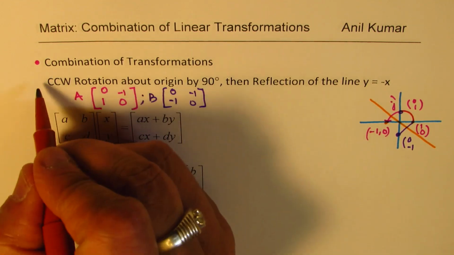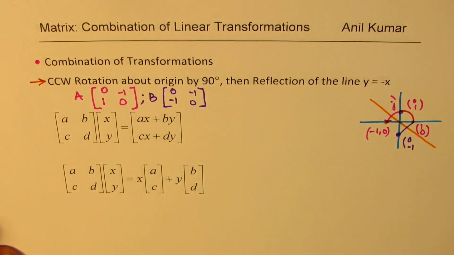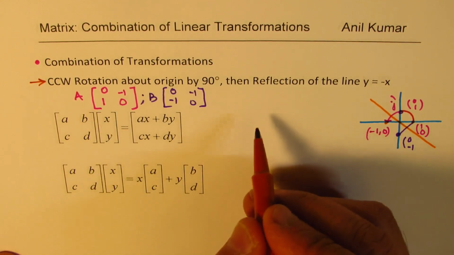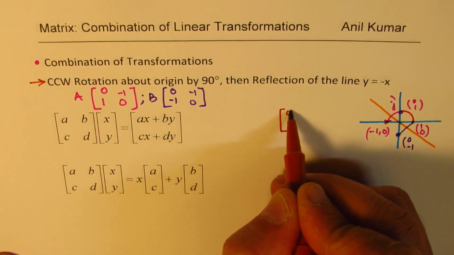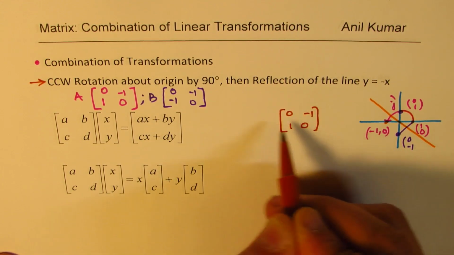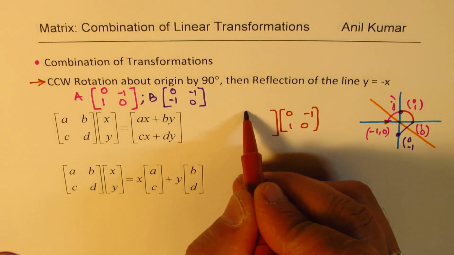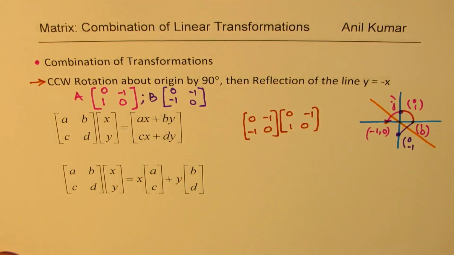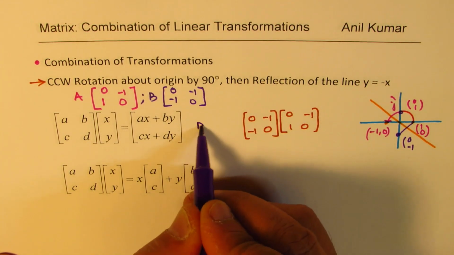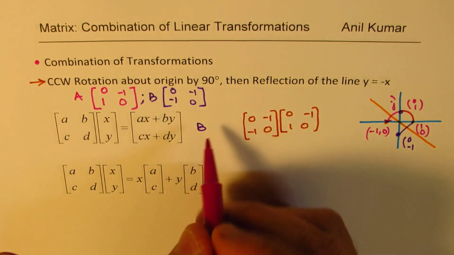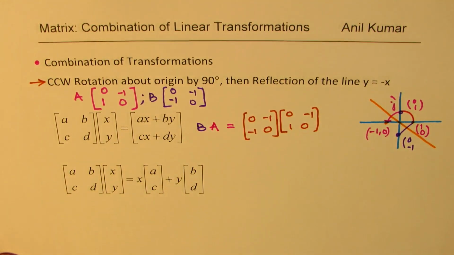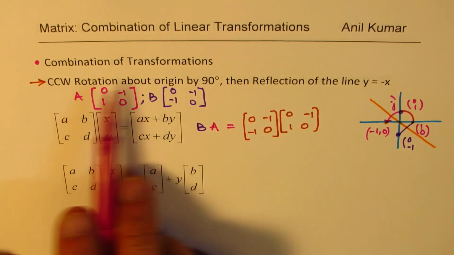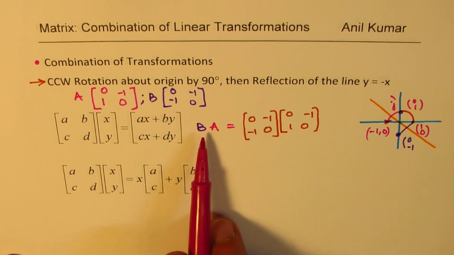Correct? So this is what we are trying to do. Counterclockwise followed by the reflection, right? So that means we do this part first, right? So basically, we get this part first, which is 0, -1, 1, 0. And then we do the other part, which is 0, -1, -1, 0. So what we really work with is B on A, right? B on A. That is what we're doing. Correct? This is what it means. So when you first do this inside A, and then you do that.